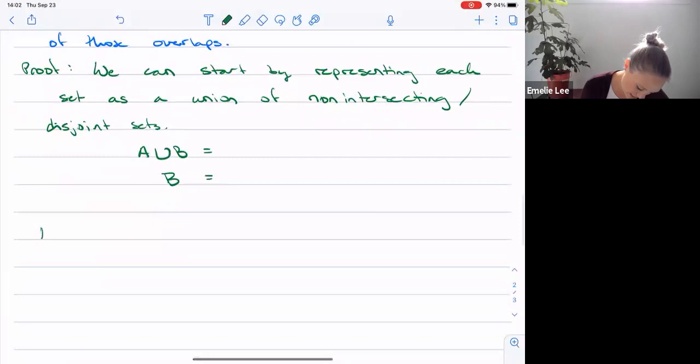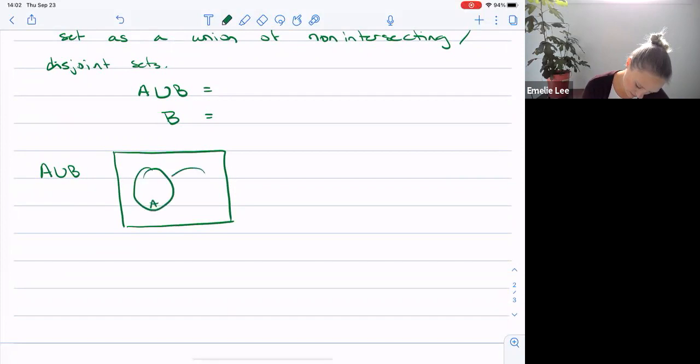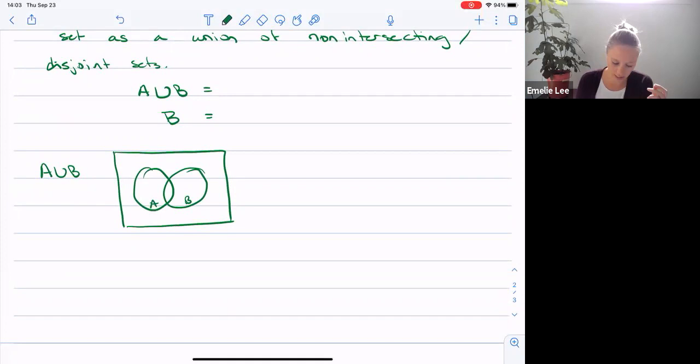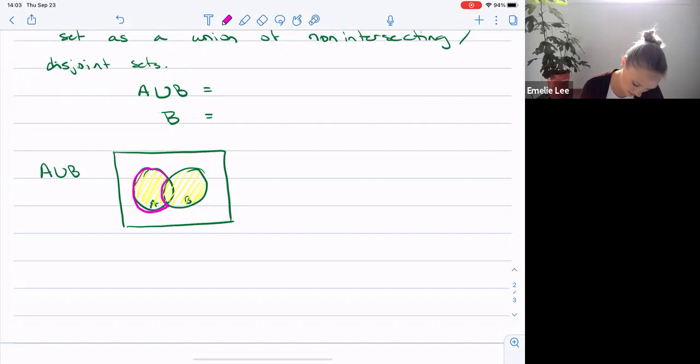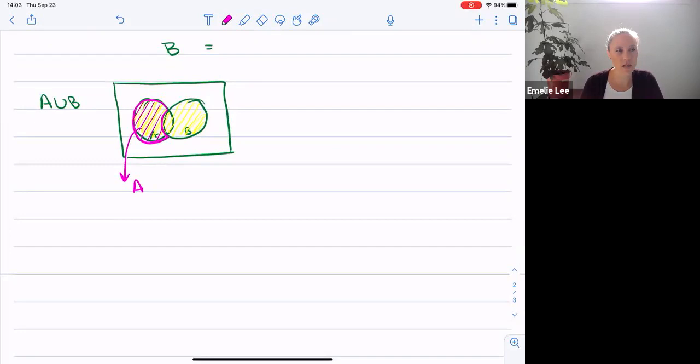So if I look at A or B in terms of a Venn diagram, I have A, B. The total area that I want here, and I'll do it in yellow, is this entire space. But what I want to do is break it up so that I can talk about it in terms of a disjoint union. My first thought is maybe I focus on just representing this set. This set would be what? This is the set of A, and not B.